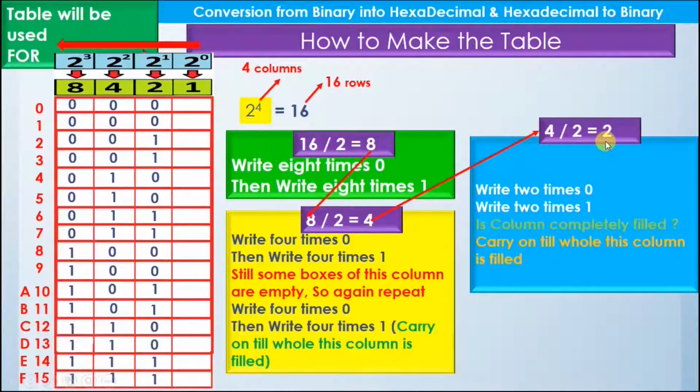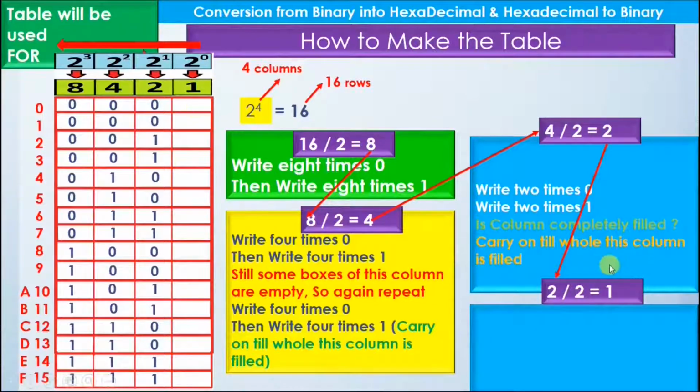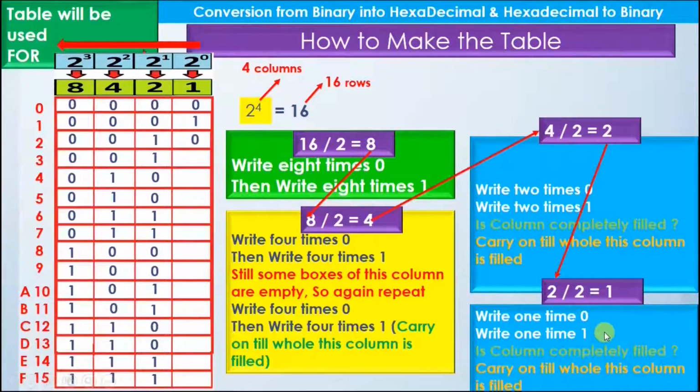So next we will take the number 2 and we will divide it by 2. So 2 divided by 2 is equal to 1. So now we have 1 here. So in order to fill this column, we will write 1 times 0. So 1 zero comes here, and again write 1 times 1. So 1 one comes here. Is the column completely filled? No, the column is not completely filled. So again write 1 times 0. So 1 zero comes here, and again write 1 times 1. So 1 one comes here. So we will carry on this procedure till the whole column is filled.